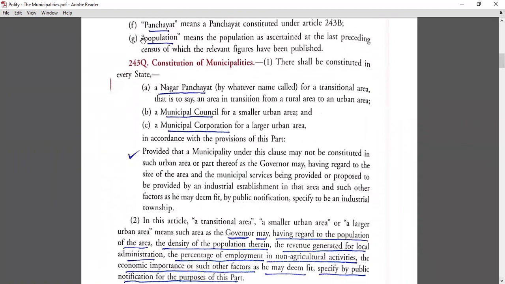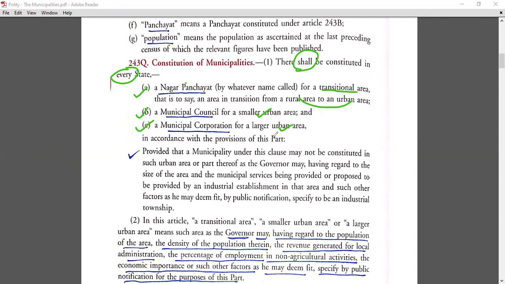Fine. Now coming to constitution of municipalities, 243Q. So there shall be, shall means it is mandatory. Fine. So there shall be constituted in every state. So it is mandatory. All these things should be constituted in every state. That is a Nagar Panchayat by whatever name called for a transitional area. So Nagar Panchayat is for a transitional area, that is an area in transition from a rural to an urban. It is in transition phase. So we call it Nagar Panchayat. Then municipal council for smaller urban area, municipal corporation for larger urban area.